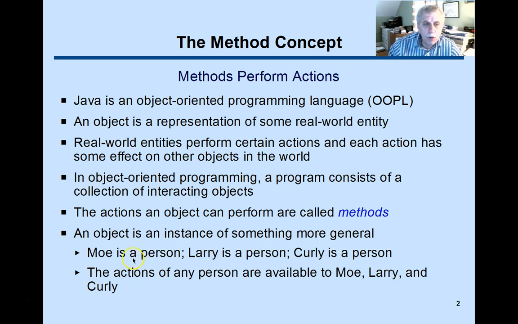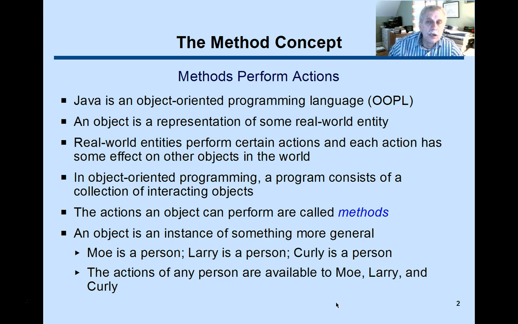So as an example, we mentioned that an object is going to be the instance of something more general. That's what the class is. And we might have a class such as person. Mo would be an instance of a person. Larry would be an instance of a person. Curly would be an instance of a person. They would each be objects derived from this person class.